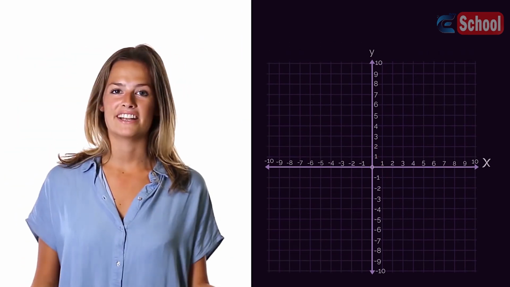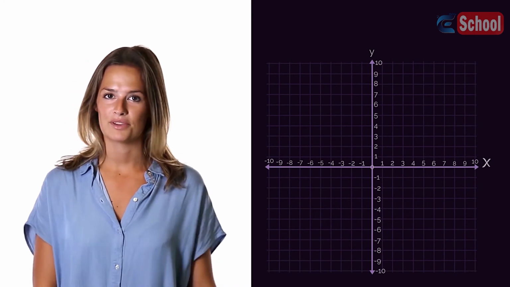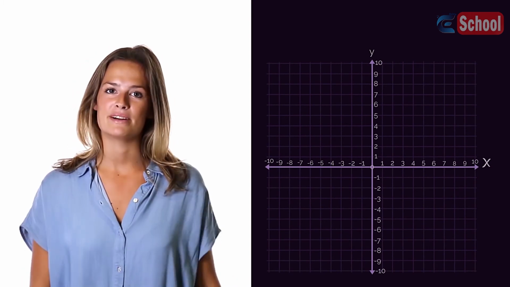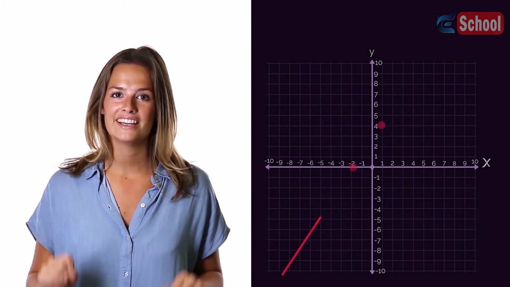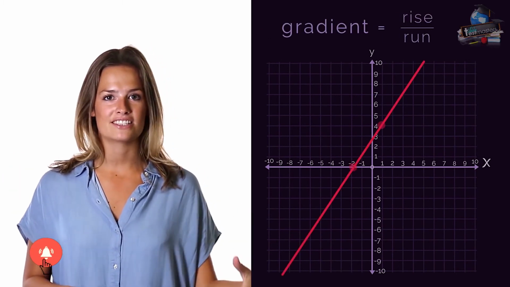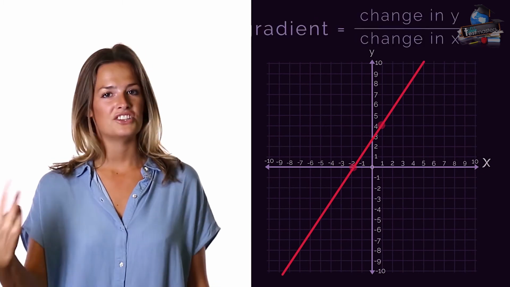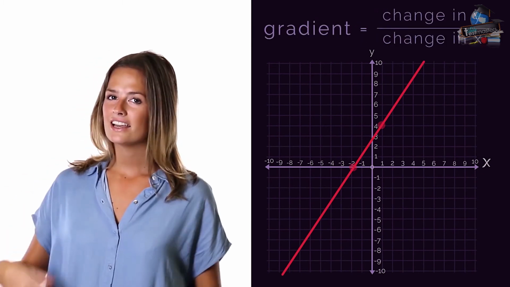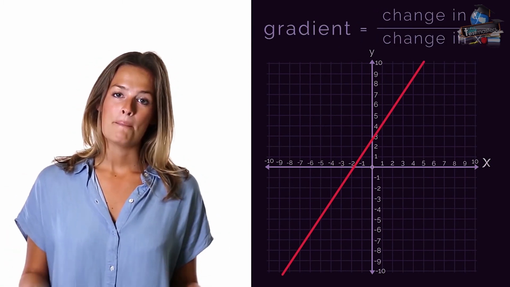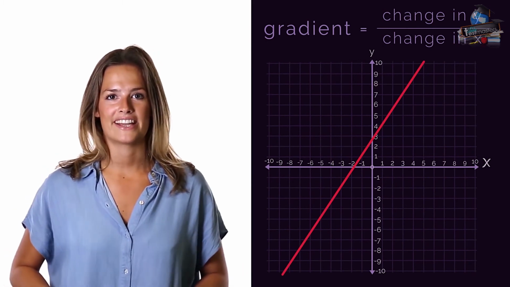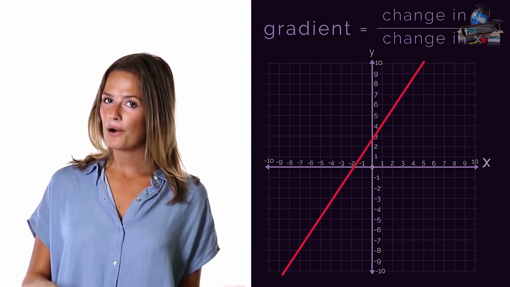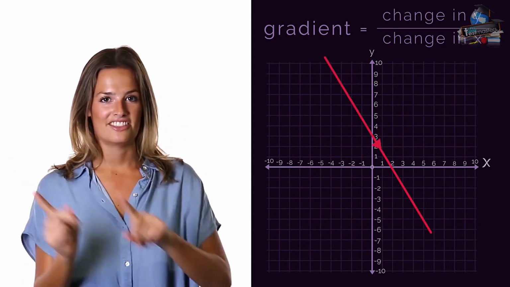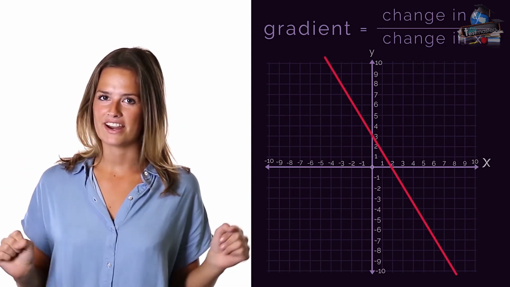So there you have finding the gradient of a straight line from the graph. You just need to remember to take 2 points on the line, and then using gradient as the rise over the run, or the change in y over the change in x, you can easily find the gradient. But be careful because lines going in this direction have a positive gradient, but lines going in this direction have a negative gradient. In the next video, we're not just going to look at finding the gradient, we're going to find the equation of the whole line.